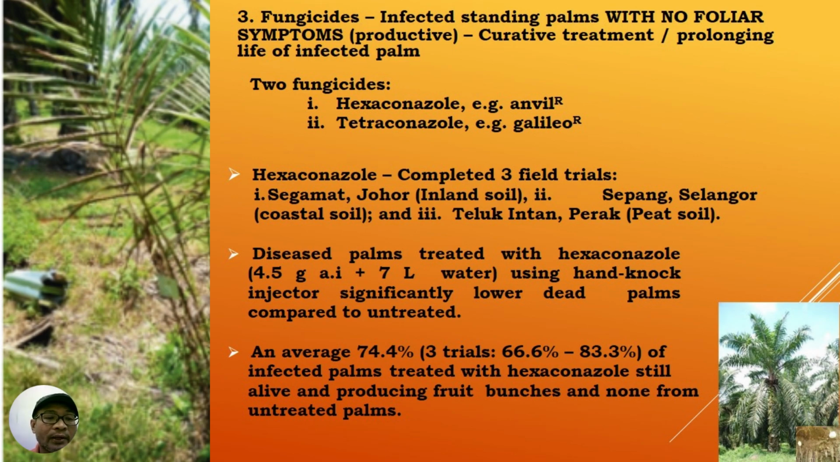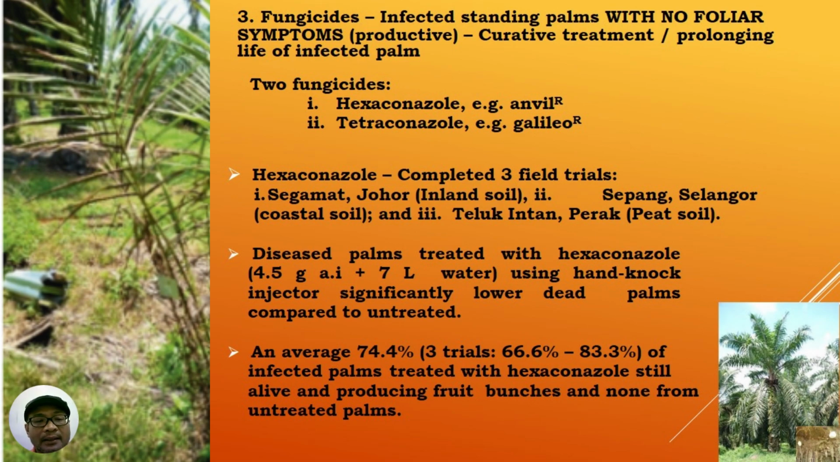So number 3, we use fungicide for the infected standing palms with no foliar symptoms, and we call it the productive palm. We call it a curative treatment, prolonging the life of the infected palm. There are 2 fungicides that we usually use, hexaconazole and tetraconazole.